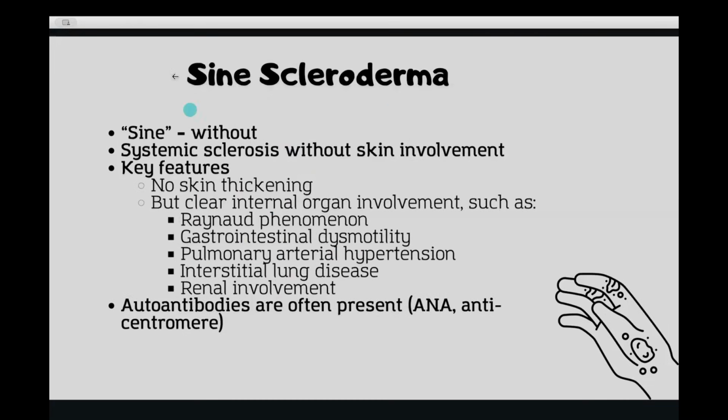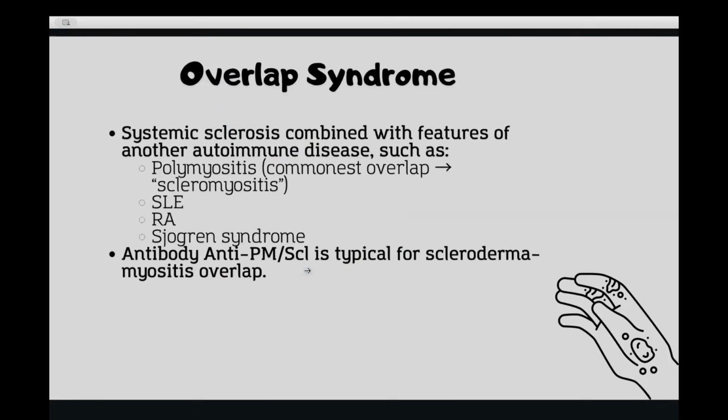Sine scleroderma. Sine means without. So this is systemic scleroderma or systemic sclerosis without the skin involvement. Autoantibodies are ANA, anti-centromere, and other antibodies. And finally, we have the overlap syndrome, where we have other autoimmune disease manifestations. So you can see polymyositis, SLE, RA, Sjogren syndrome. Okay, and the antibody is anti-PM/Scl.